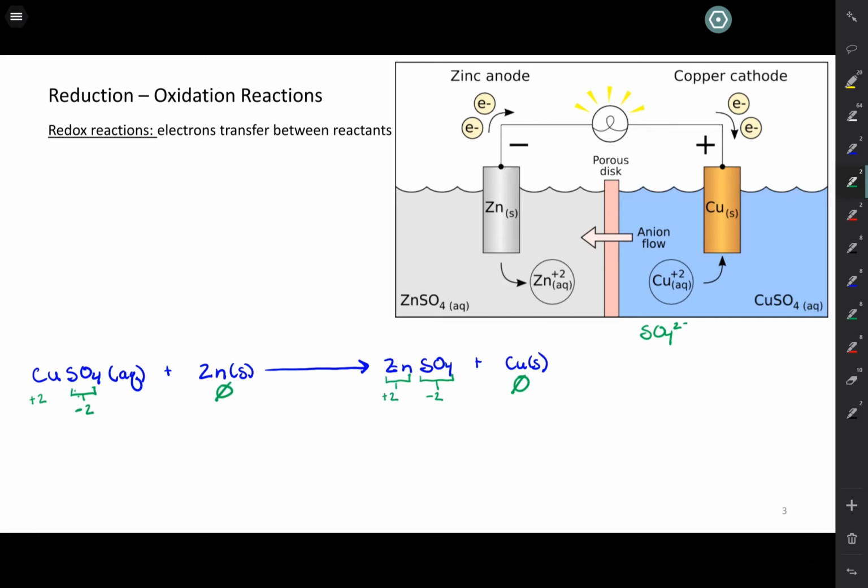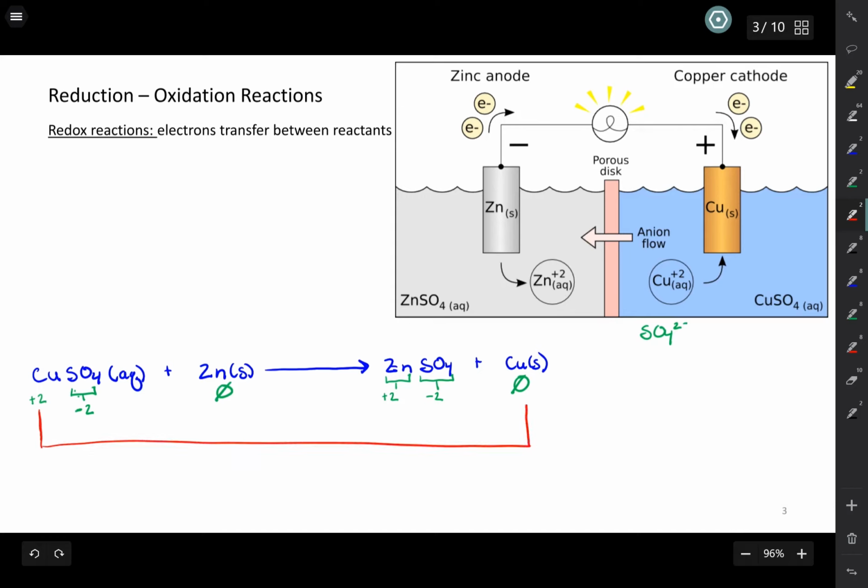So again, we're looking at redox reactions when we're interested in the electron transfer between reactants. What has happened with copper is it started with a +2 charge, and now it's going to a 0 charge. So +2 to 0 means the charge on copper has gotten more negative. In fact, copper in this case has gained electrons.